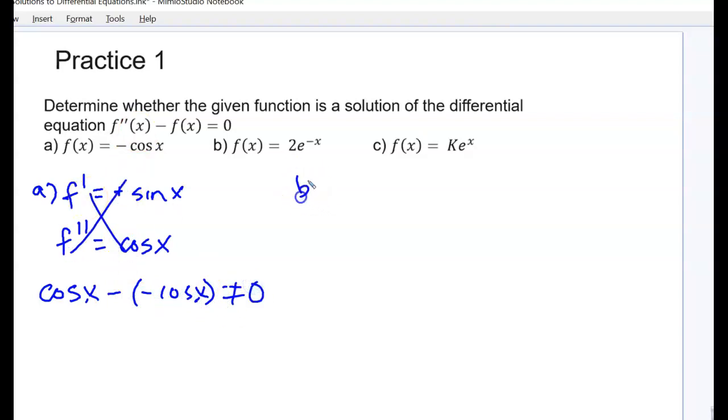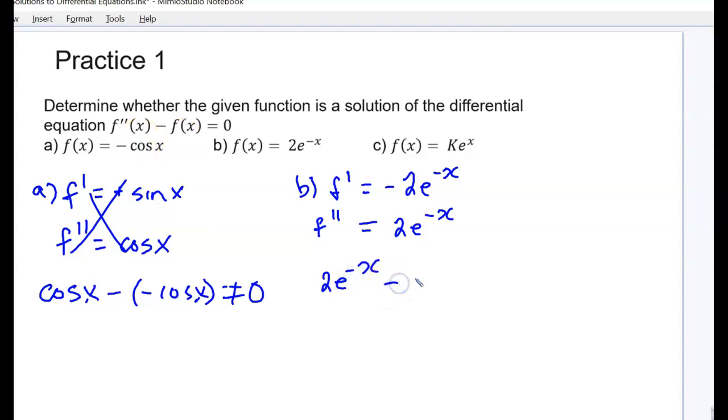For b, I have f prime of x is going to be negative 2 e to the negative x, and f double prime is going to be positive 2 e to the negative x. So f double prime is 2 e to the negative x minus the original function. And this does equal 0, so yes, this is true.